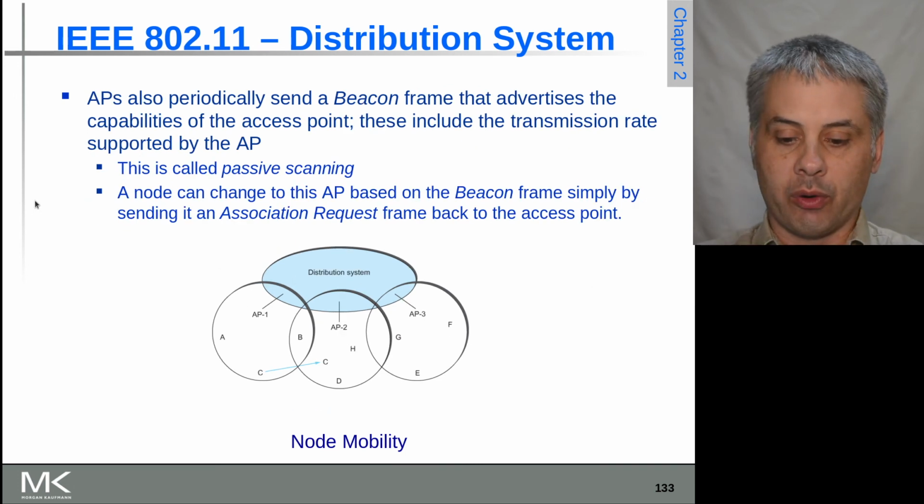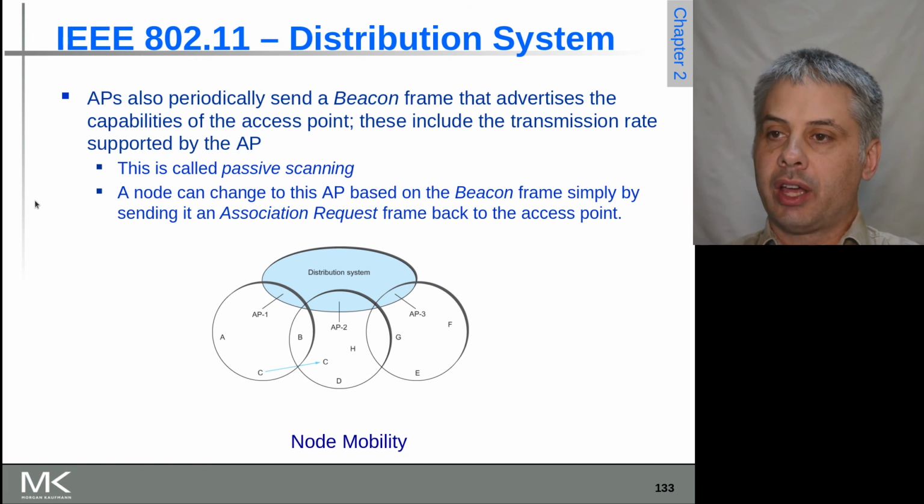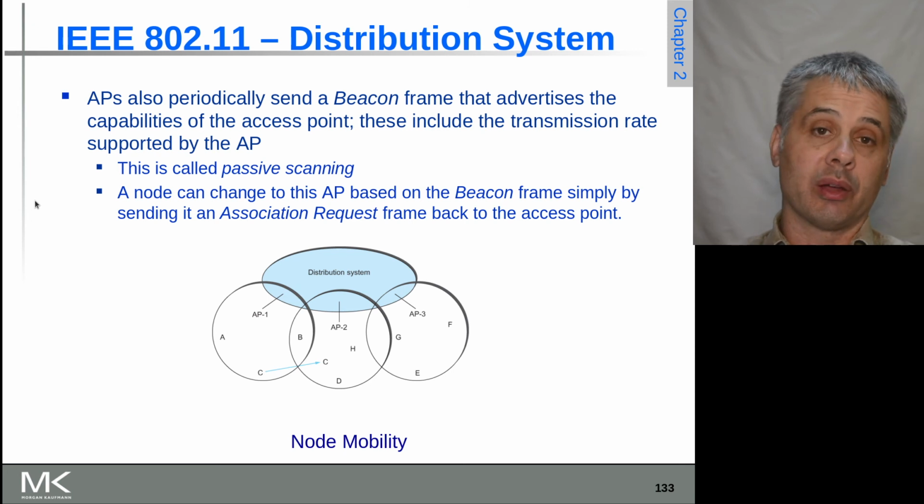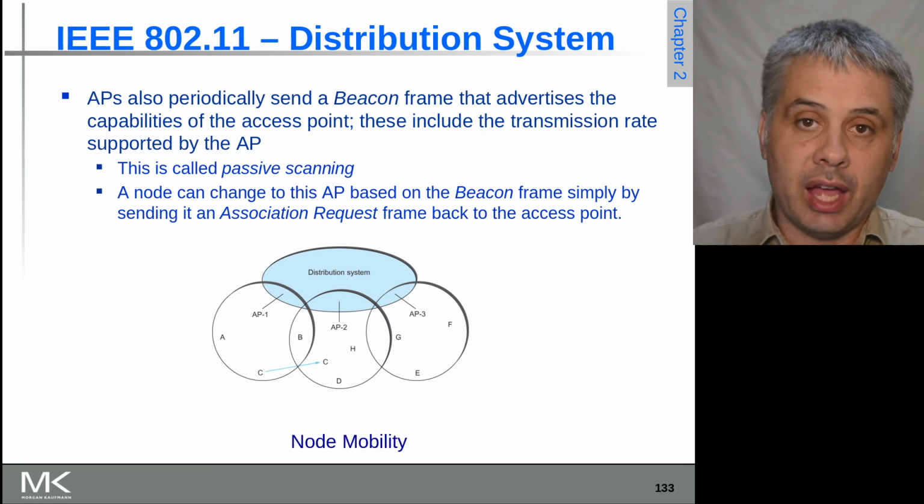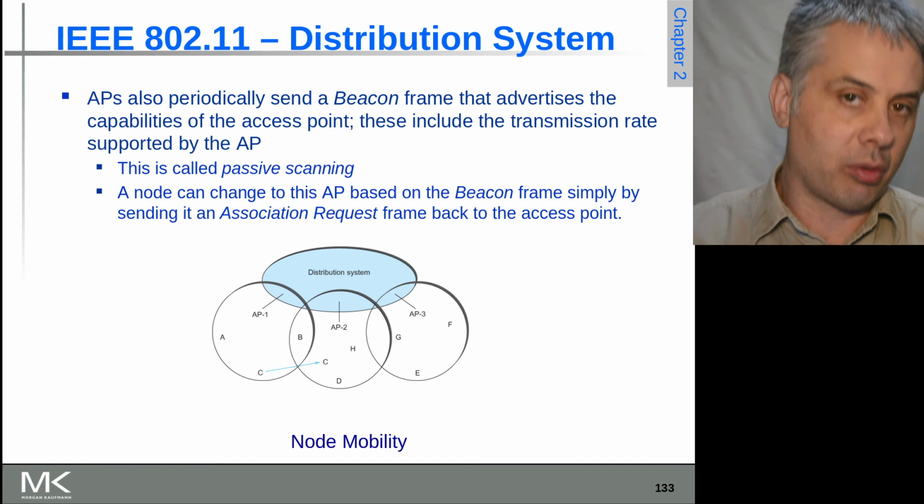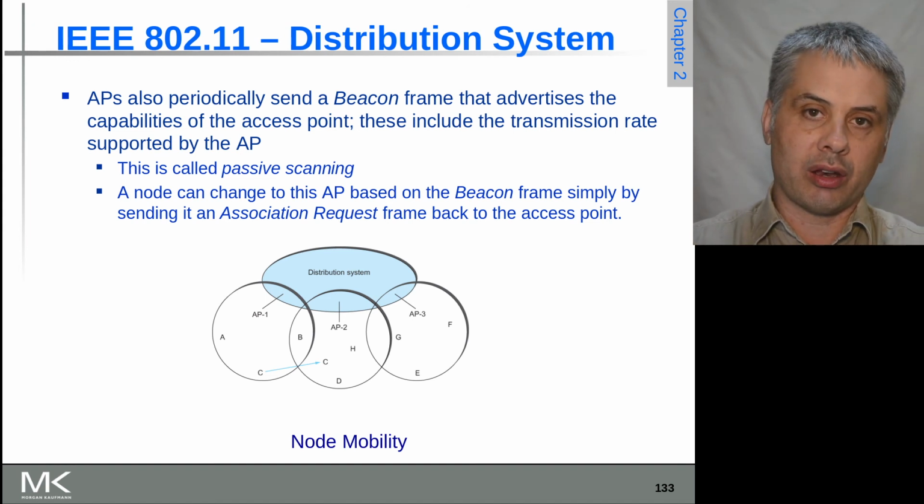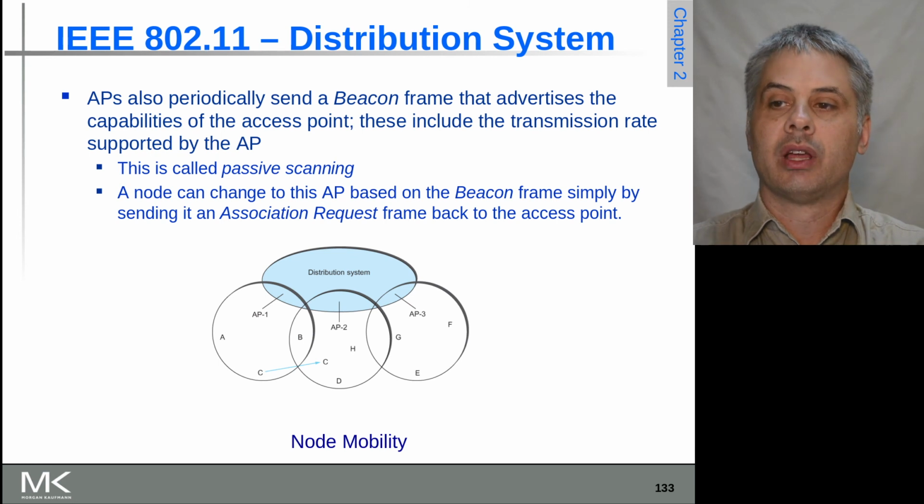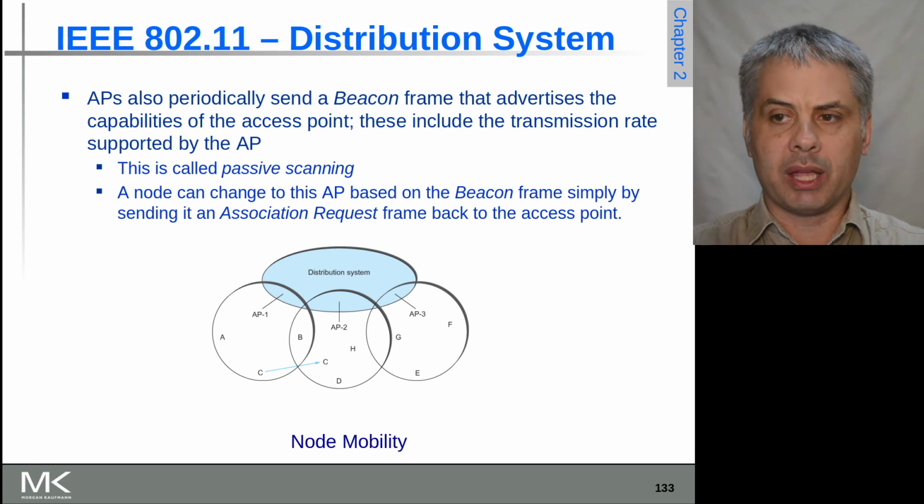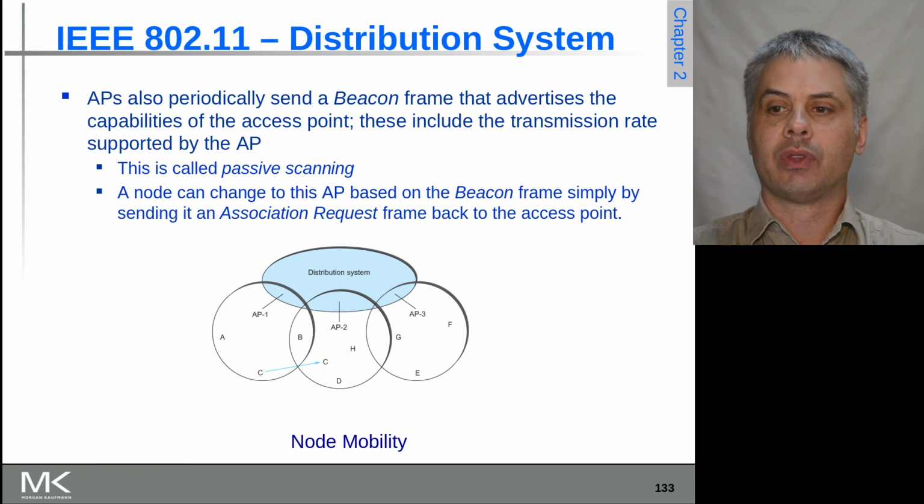As I mentioned just before as well, the access points are periodically sending a beacon frame that advertises the existence of the access point, as well as its capabilities. So which particular flavors of 802.11 it supports, the transmission rates that it can handle as a result. And so the nodes can just listen for these beacons. And so this is passive scanning.